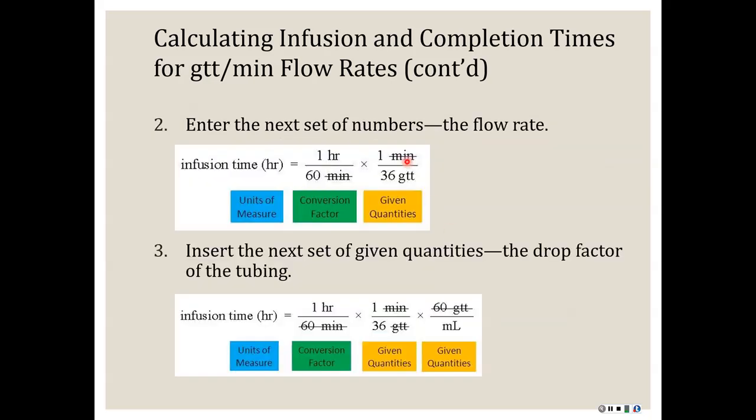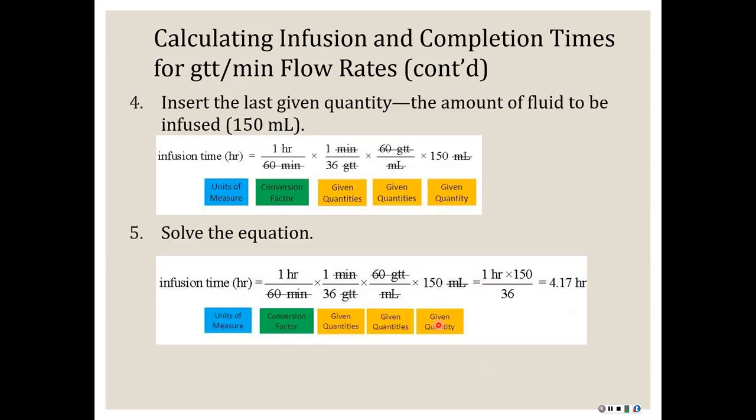We can put in that conversion factor, and then we can look at our problem and we can see that there's 36 drops being administered per minute, and then we need to look at our drop factor for our tubing, and we have 60 drops per milliliter. And then finally we need to look at the volume of solution, and our volume of solution is 150 milliliters. So we can take 60 times 150 divided by 60 divided by 36. And what we get then is an answer of 4.17 hours.